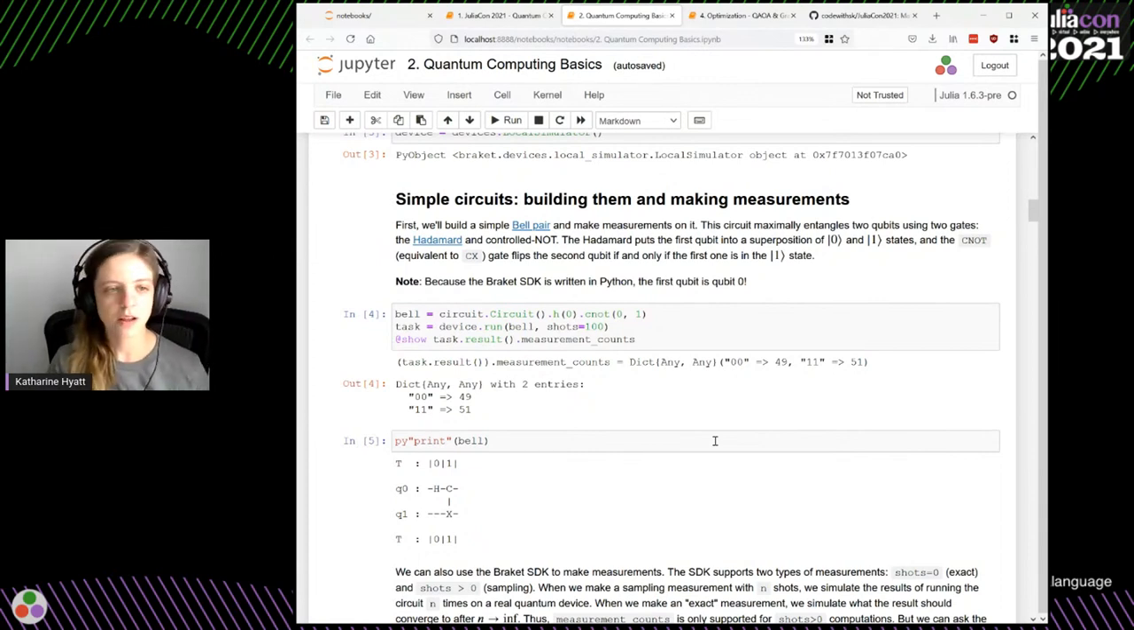Okay. So the first thing we're going to do is the world's simplest quantum circuit. We're going to build a simple Bell pair and make some measurements on it. If you're not familiar with what a Bell pair is, a Bell pair is a set of two qubits which are maximally entangled. Bell pairs, unlike pairs of classical bits, can exhibit quantum behavior that's not explainable with classical mechanics. And testing if you can reliably produce such Bell pairs is a good way to see if your quantum device could perform any kind of quantum computation at all.